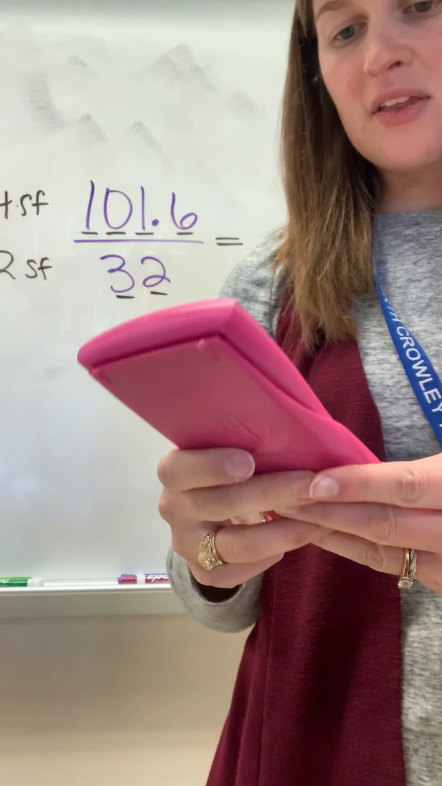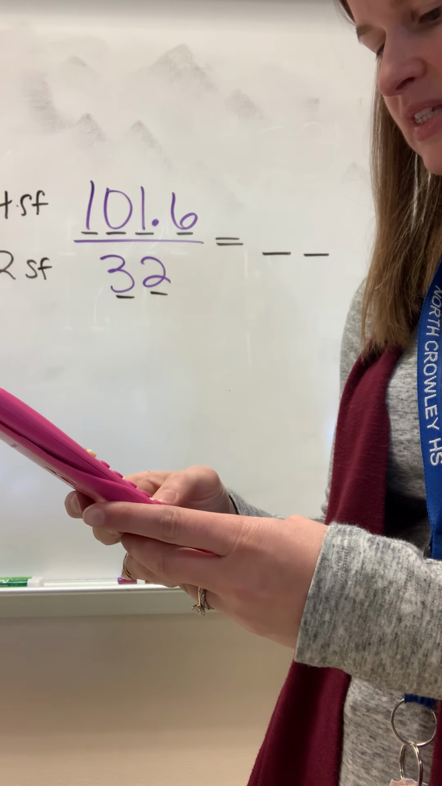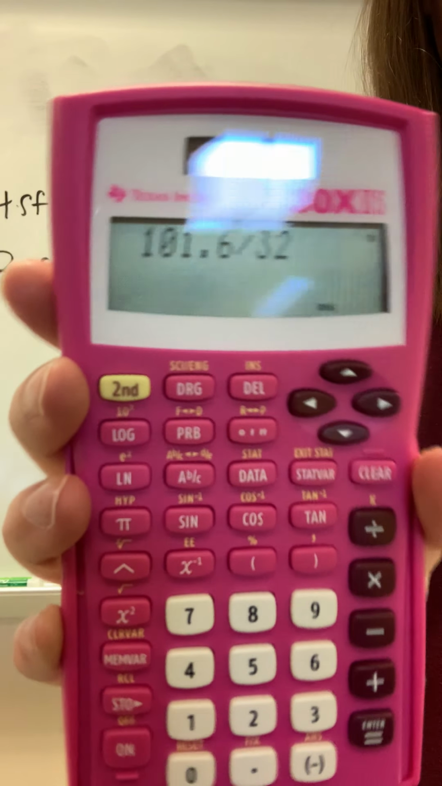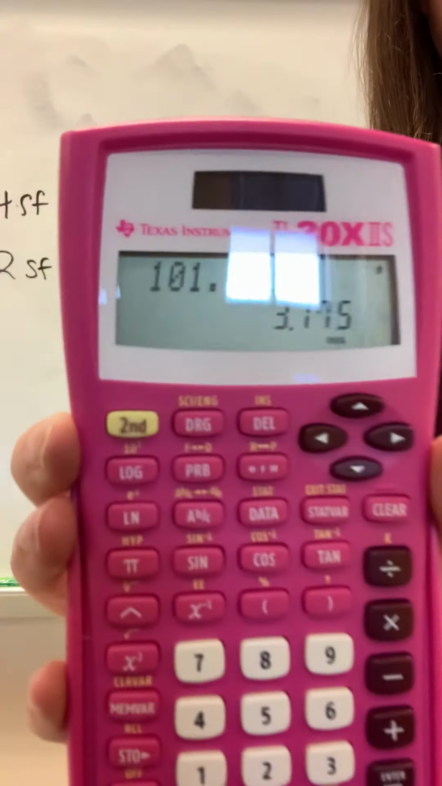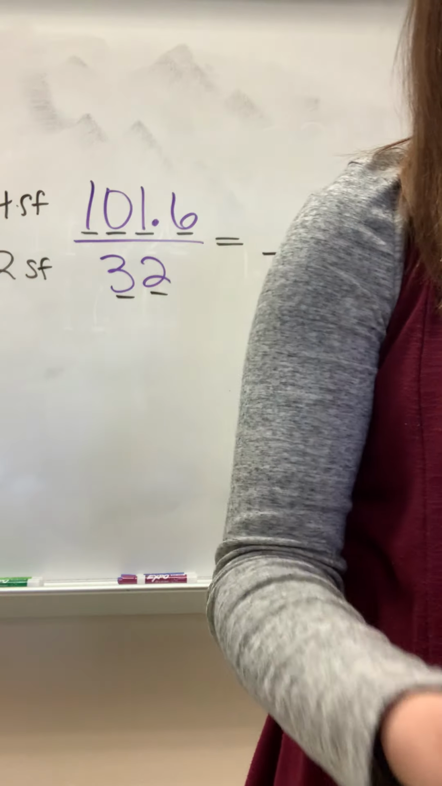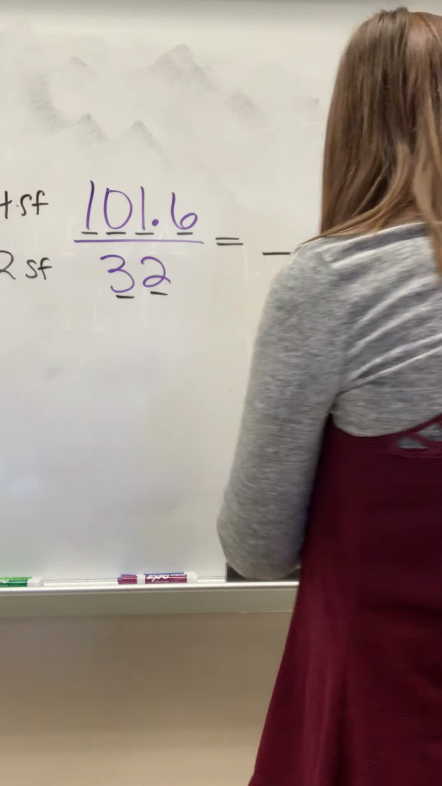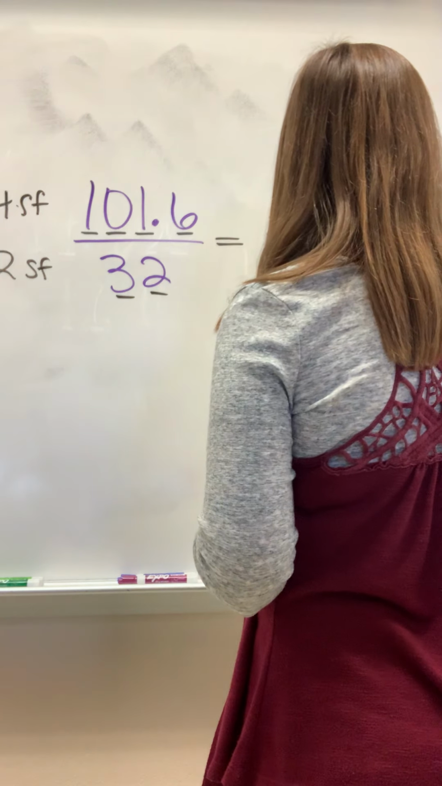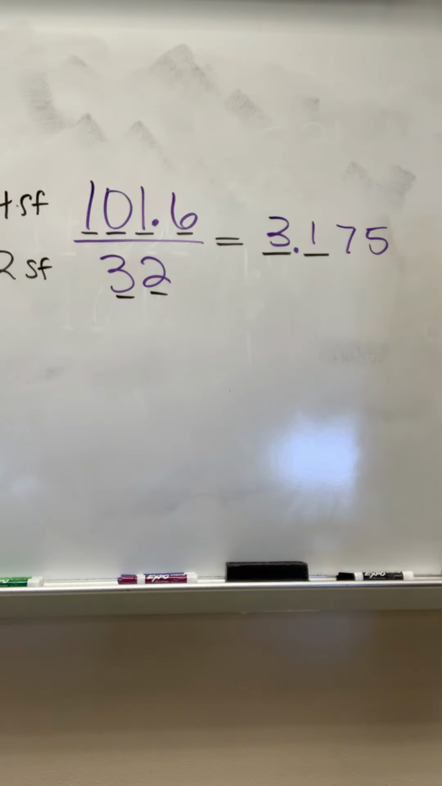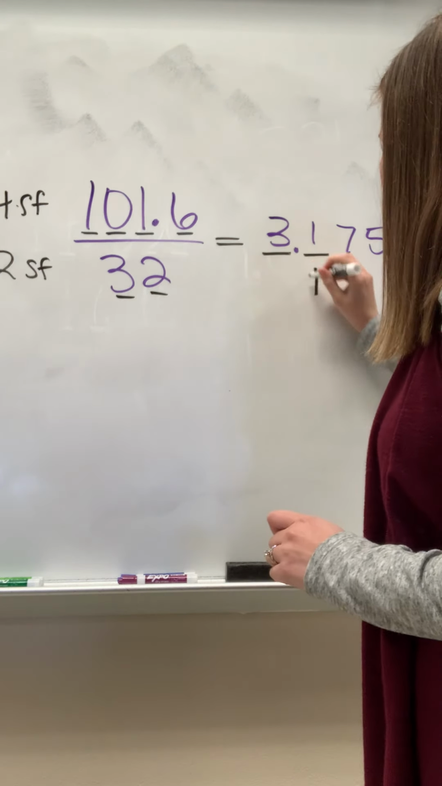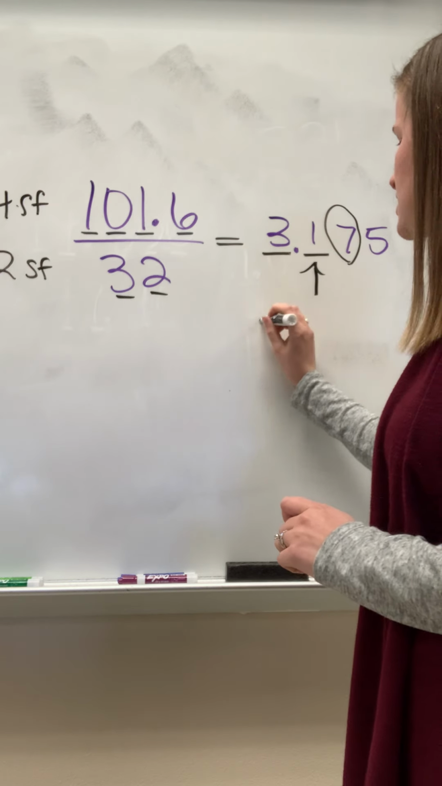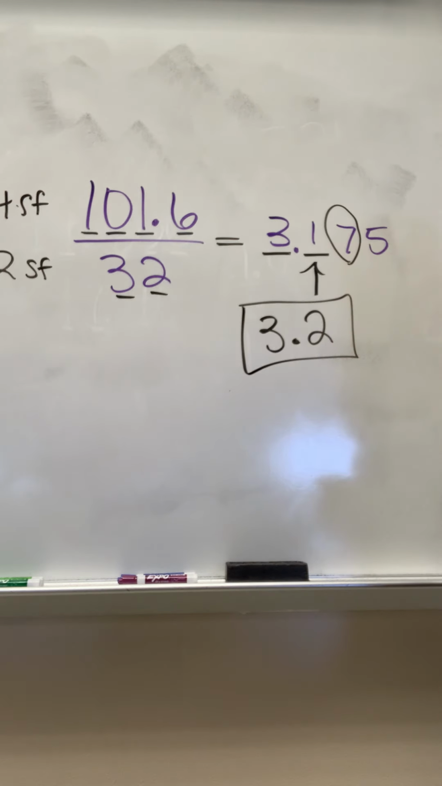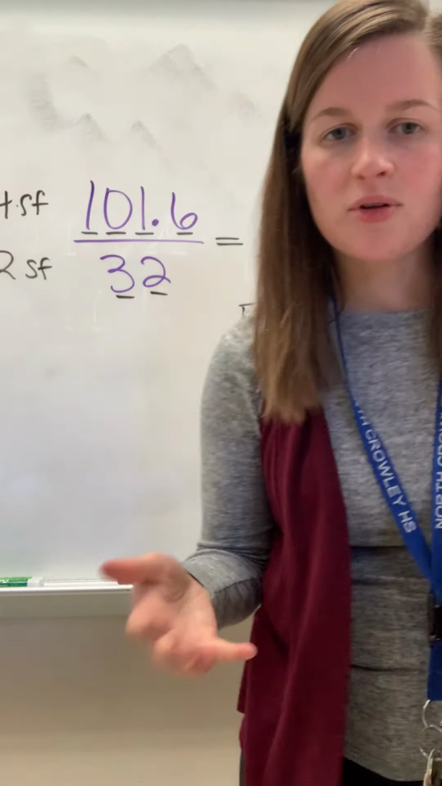So then I'm going to type in my calculator, and I'm going to do 101.6 first, divided by 32. And so that's what it looks like in my calculator. And then I'm going to hit enter, and then I get 3.175. So then right here, I have 3.175. And so this 1 is our last number that we can count because we only want 2 sig figs. So I'm going to look at the 7 to see if it rounds, and it does. So my answer is actually going to be 3.2. Okay? So that's 2 examples, and they're both division, multiplication is the same way.